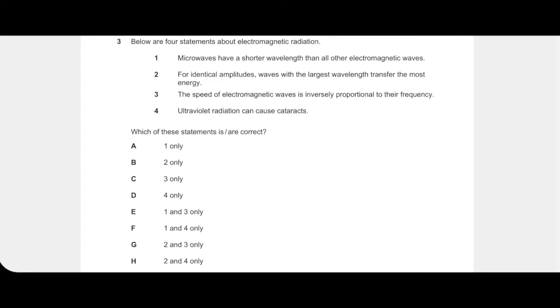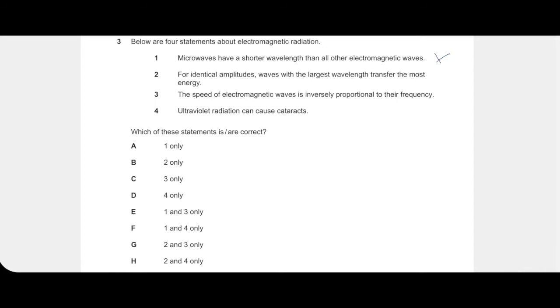So let's get right down to it. Statement number 1. Microwaves have a shorter wavelength than all other electromagnetic waves. That is incorrect. Microwaves actually have quite a big wavelength in relation to other waves in the electromagnetic spectrum. For example, they have a greater wavelength than gamma rays.